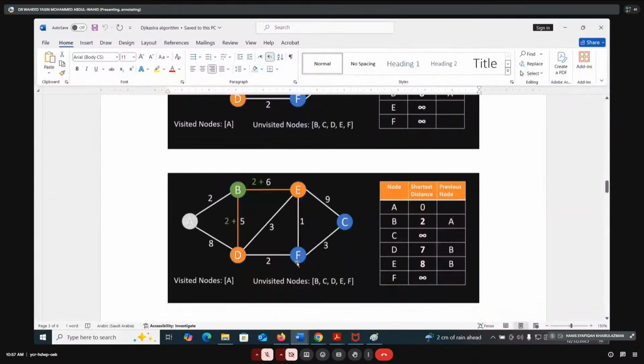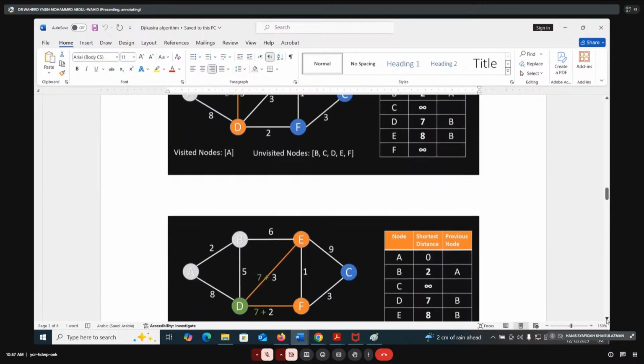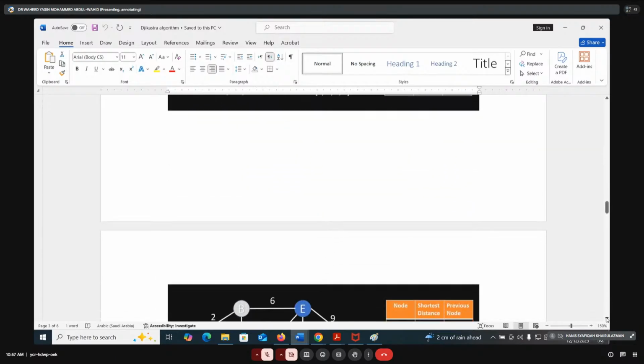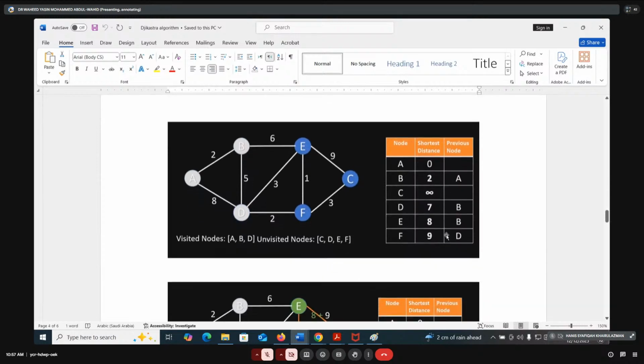7 plus 2, 9. 9 to F, yes, less. So I will make it 9, and the previous node is D. So for E, 8 is less than 10, so it will be 8. And F was infinity, so I replace it with 9 and put D. Now I have visited A, B, D.